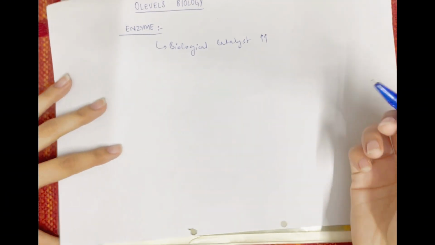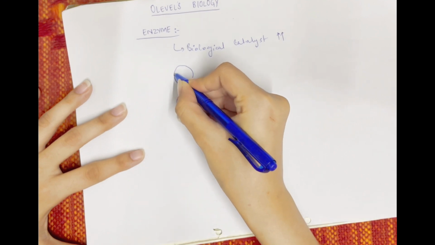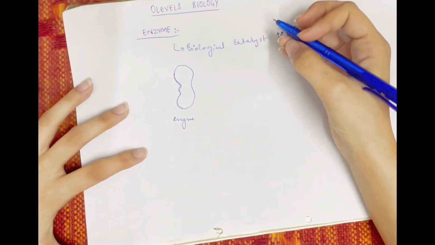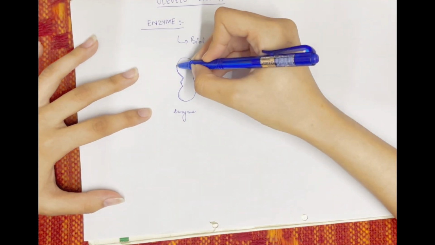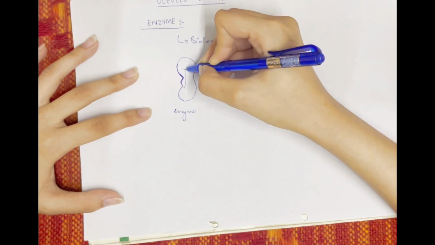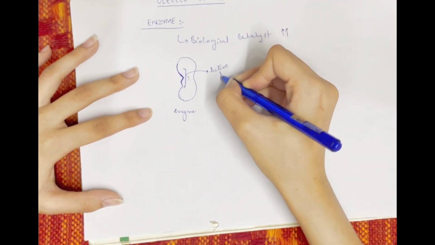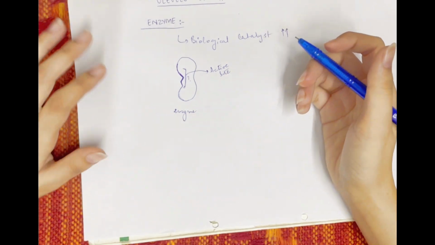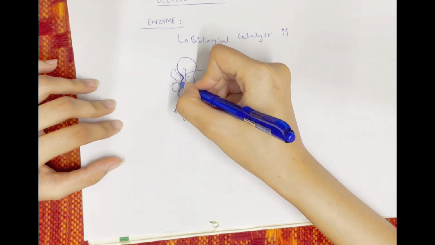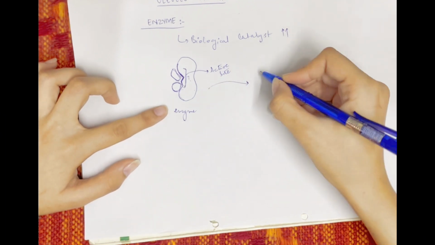So let's make a structure of an enzyme. For example, this is an enzyme. All right, so let's name it as enzyme and let's have a look at its structure. This is a groove, or you can say a depression, on an enzyme, and this is basically an active site. The active site of an enzyme is a site where a substrate is attached. For example, these two are the substrates that are going to be attached onto the active site of an enzyme in order to form a product.